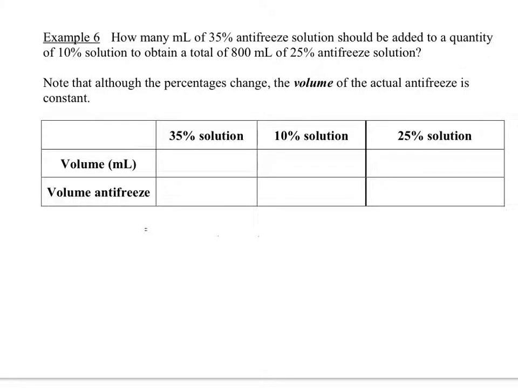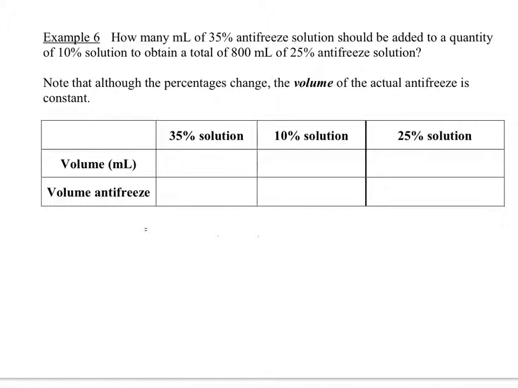In this problem, we have to mix two antifreeze solutions, quite a strong one here, 35%, and then a weak solution of antifreeze in order to get something that's of the right strength, 25% antifreeze solution. And we need to get 800 milliliters of it. So we can set that up in a table.